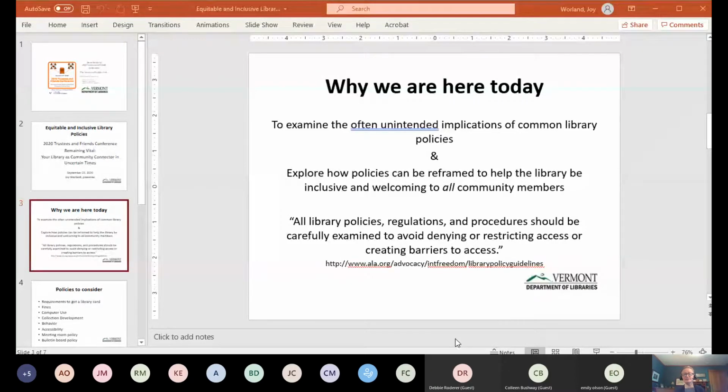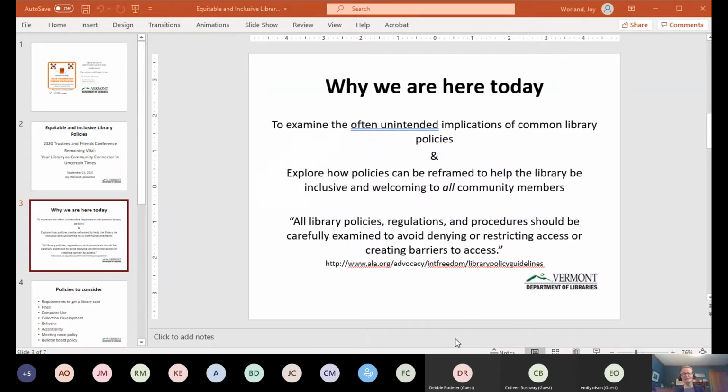So those last things are areas where it is not okay to make restrictions. There are certain things that you as trustees have the authority to make policies and decisions about, like when the library is going to be open and that sort of thing. But if it comes down to restricting access to a certain population, then that is not great.